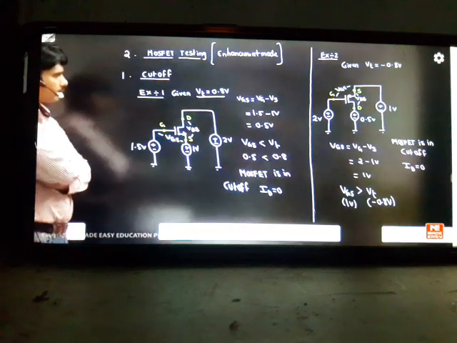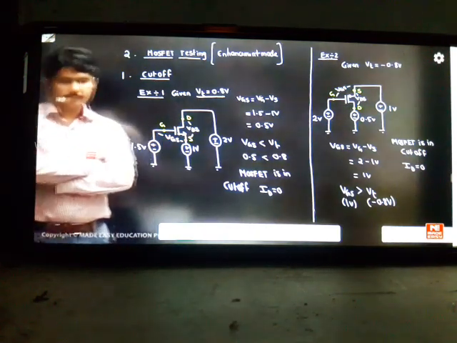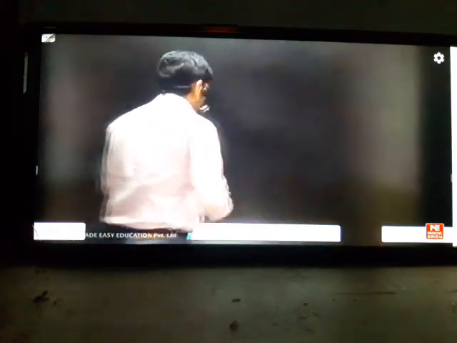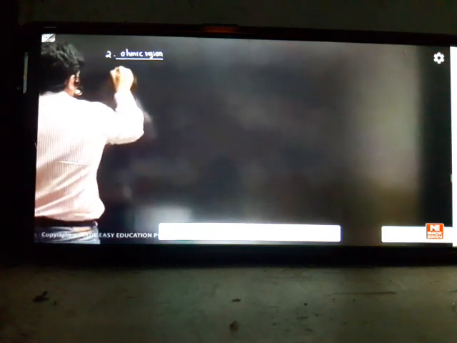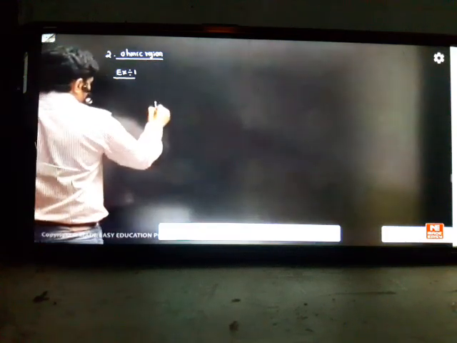Let us go for example number 2, called ohmic region analysis. We'll go for ohmic region. Most of the students have completed, so next we are going for ohmic region, the second concept, ohmic region analysis. Take it as example 1. Example 1, I'm doing problem designing. You can see how to design this problem.